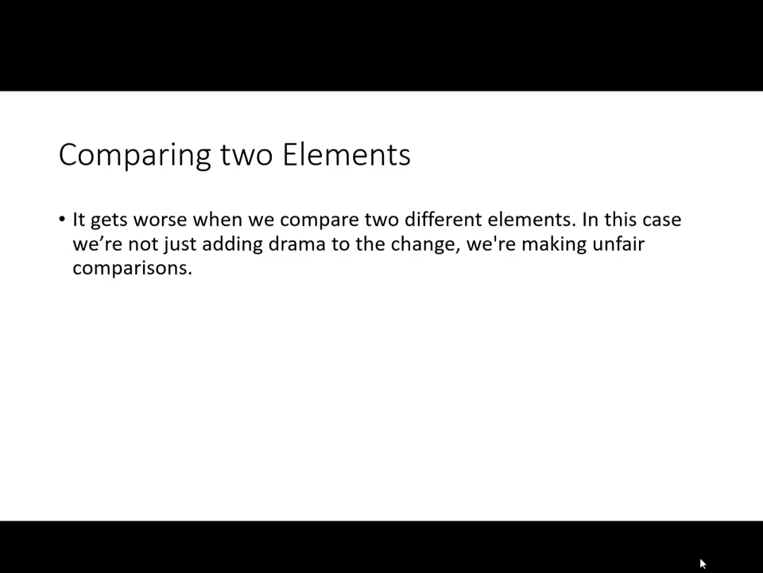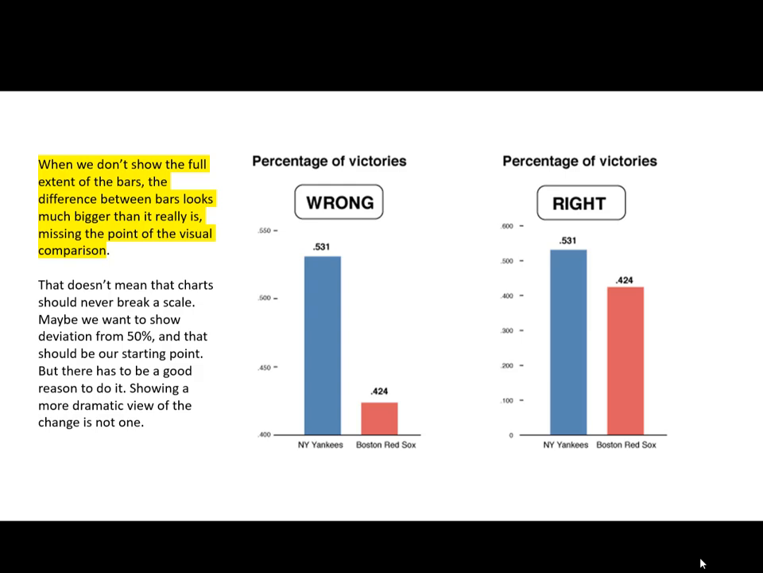When we compare two different elements, in this case, we are not just adding drama to the change, we are making unfair comparisons like this example here. We have percentage of victories and percentage of victories, and again we are changing the lower limit of the y-axis. When we don't show the full extent of the bars, the difference between bars looks much bigger than it really is, missing the point of the visual comparison.